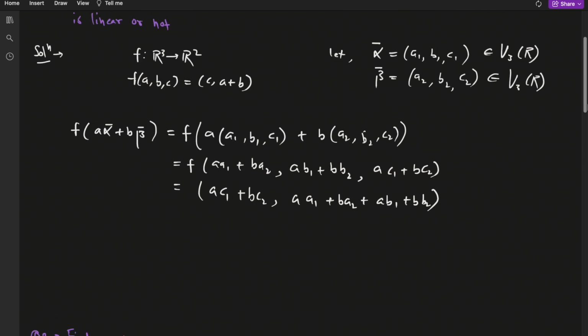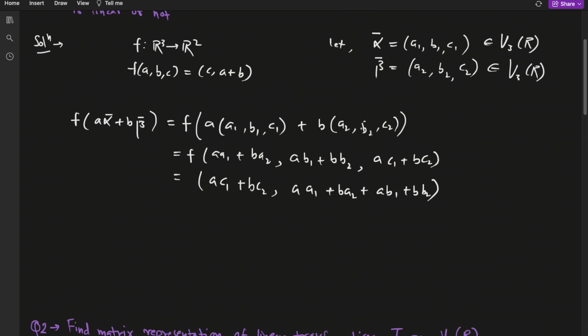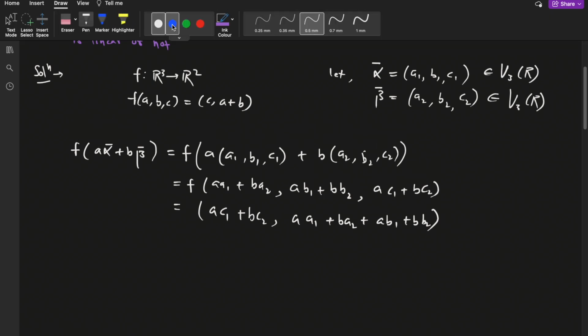Now you may be wondering how I got from this step to this. If you see what f of abc is, f of abc is nothing but c comma a plus b. So what is f of this? You can think of this entire thing as one entity A, this entire thing as another entity B, and this entire thing as another entity C, right? And we have seen that f of A, B, C is nothing but C comma A plus B.